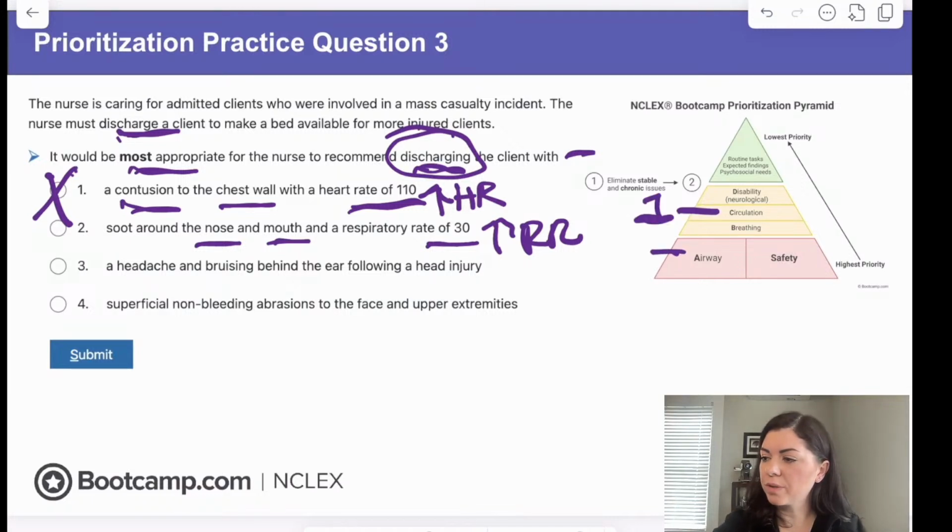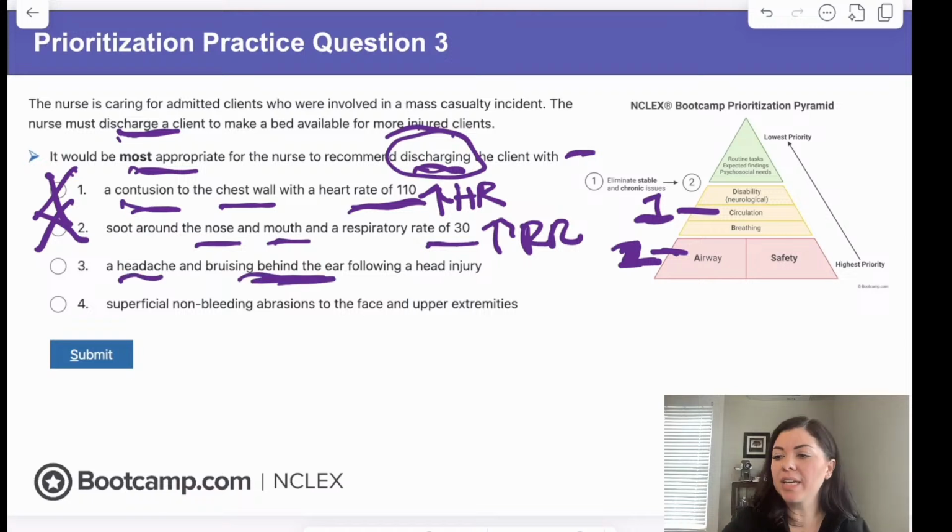Pyramid over here. So we got 1, we got 2. Both of those are certainly people I don't want to discharge. Okay, option 3, a headache and bruising behind the ear following a head injury. So does anybody remember the name of that bruising behind the ear? What's it called when you have bruising behind the ear following a head injury? Does anybody remember?